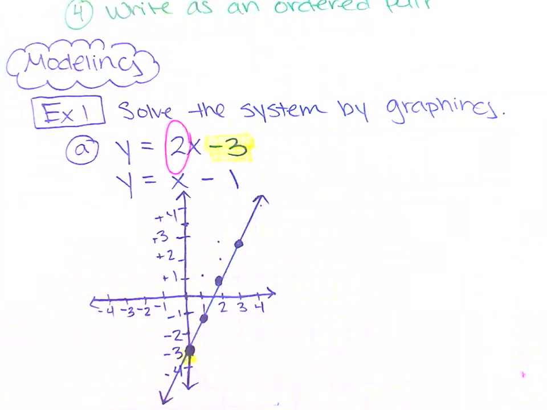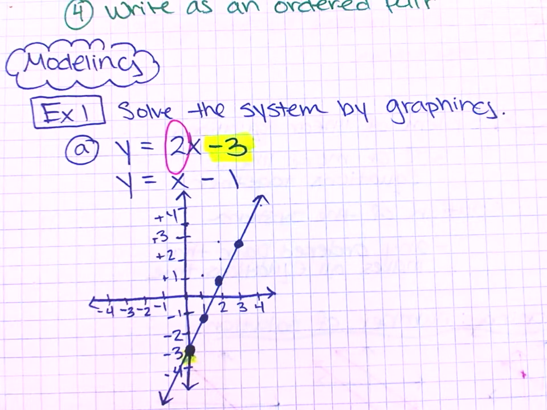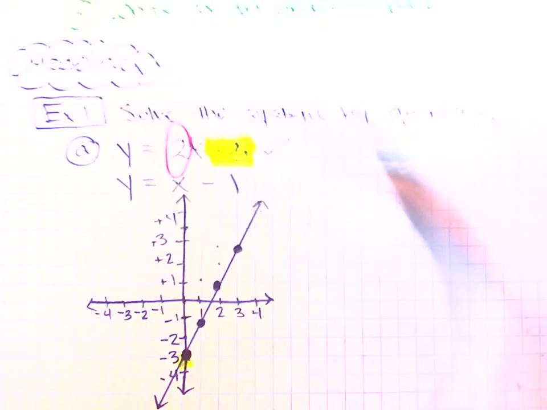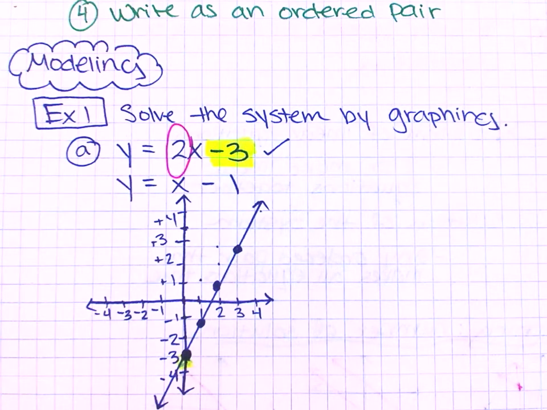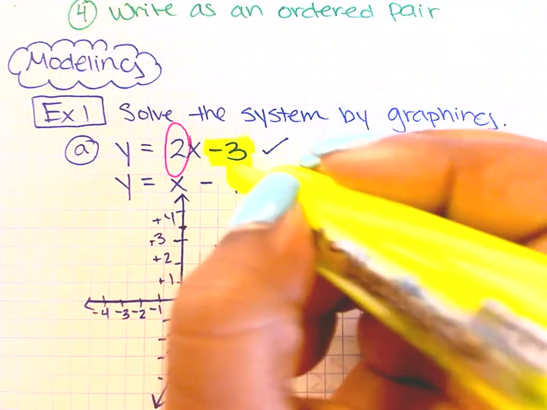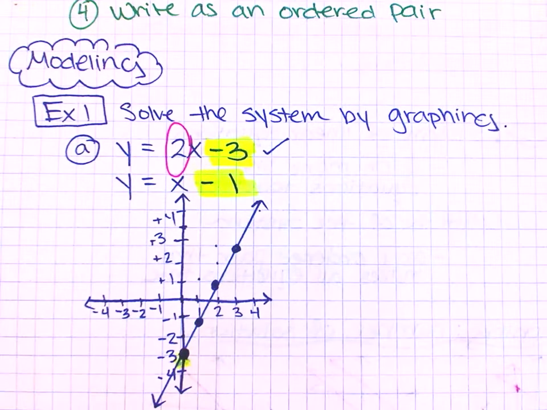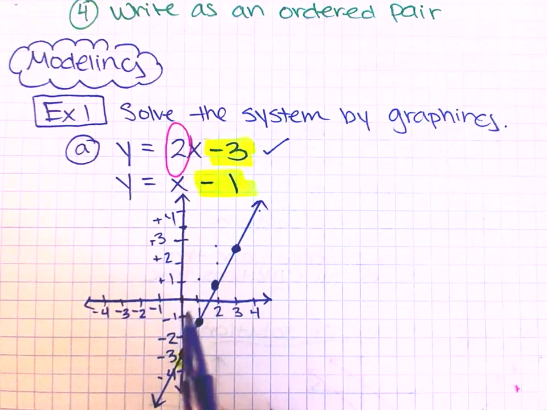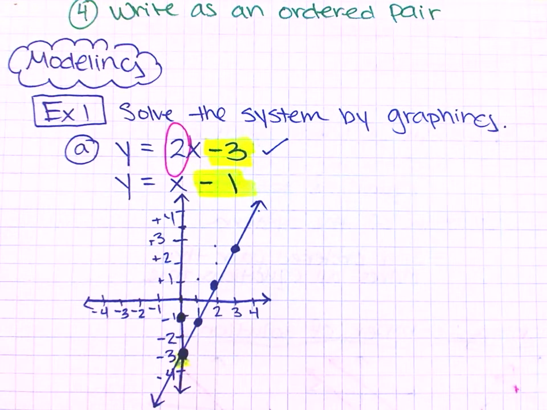I use the ruler to draw my line. So we just check the first equation. We need to now graph the second one. What is the y-intercept of the second equation? -1. Good. So let's go put a dot on -1. Start at 0, go down 1. Boom, there's my dot.